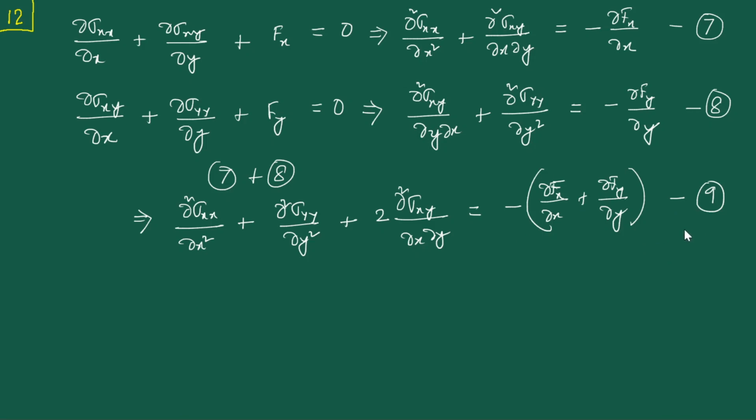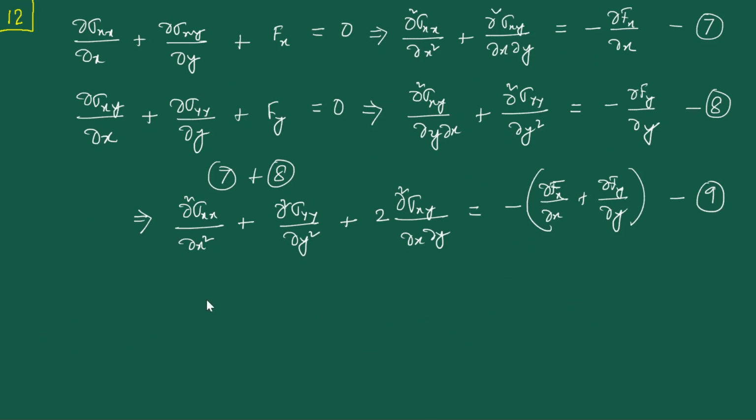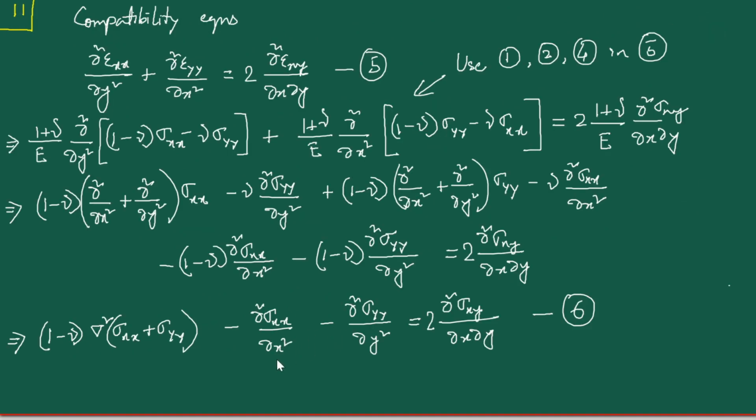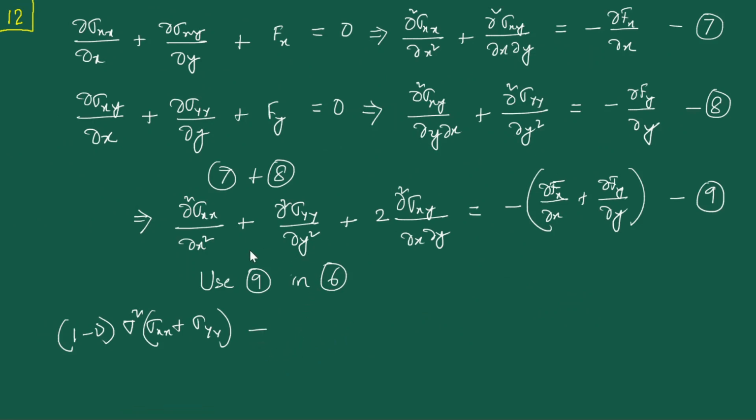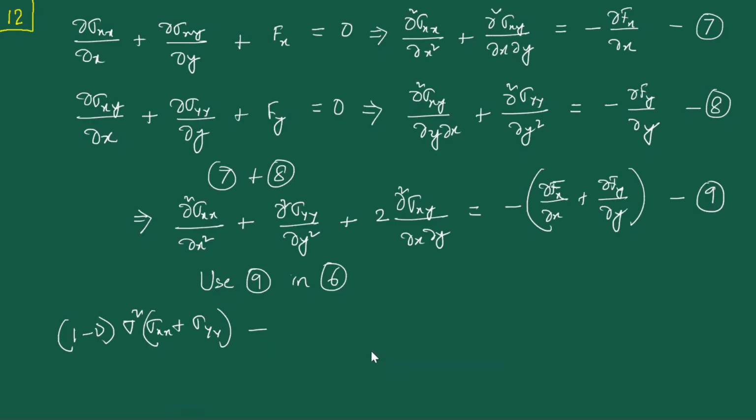Now I want to use equation 9 back in my equation number 6. So this term remains as it is, and I'm going to substitute this particular expression from equation number 9. So use 9 in 6. So this is 1 minus nu del square sigma xx plus sigma yy, this one. I take the minus common, and whatever is within the bracket can be written from equation number 9 like this.